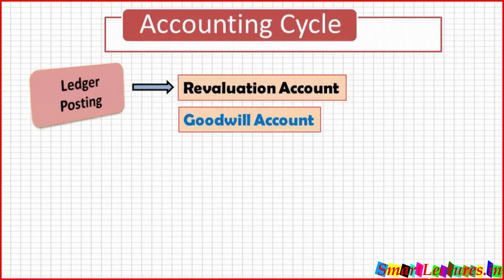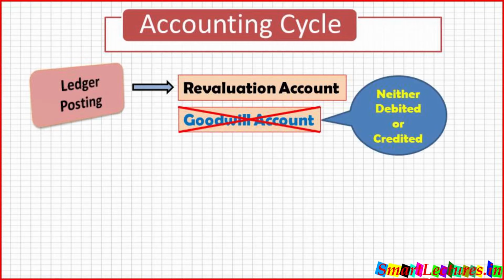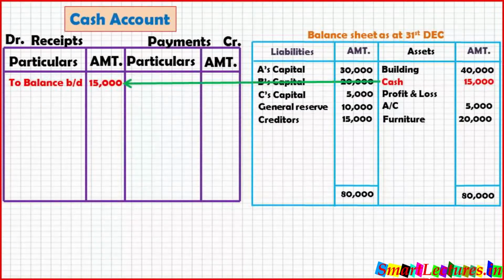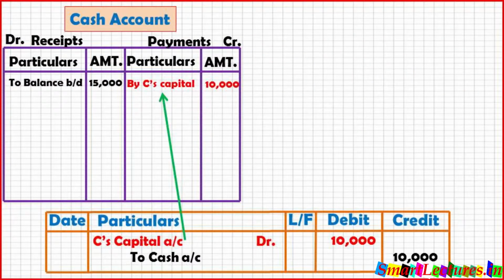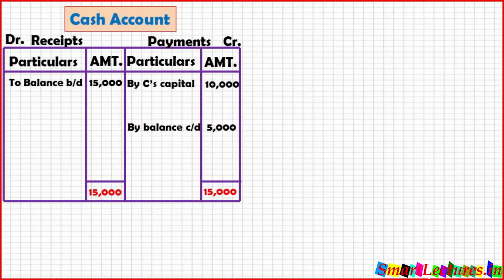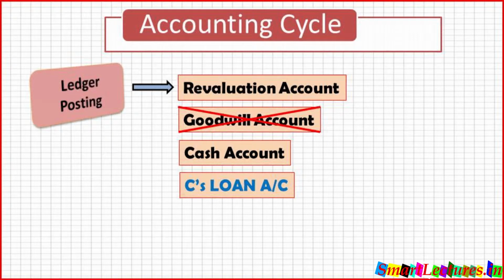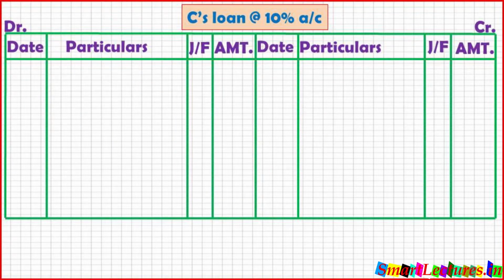Now goodwill account. No need to prepare goodwill account because in our journal entries, goodwill account has been neither debited or credited. So after that, let's move to cash account. That will be to balance BD 15,000, by C's capital 10,000, by balance CD 5,000. Then C's loan account, C's loan at the rate of 10%. So we have to leave the space because this amount will be calculated when we prepare capital accounts. And I strongly suggest C's loan account should be prepared after the capitals. That will be convenient for you.